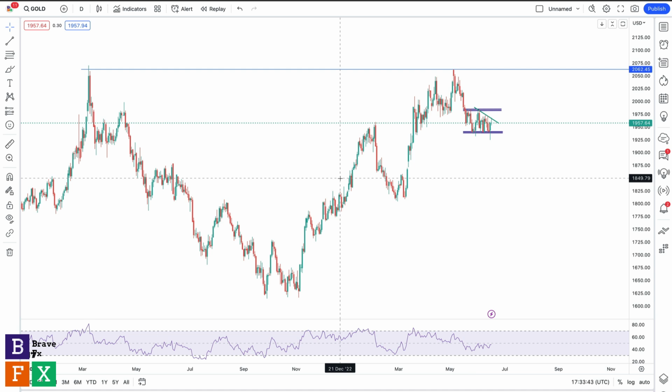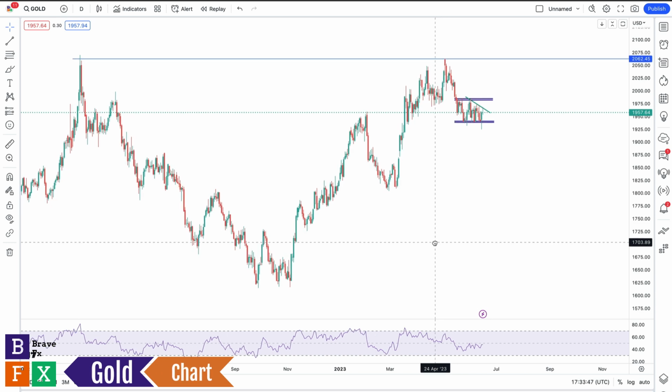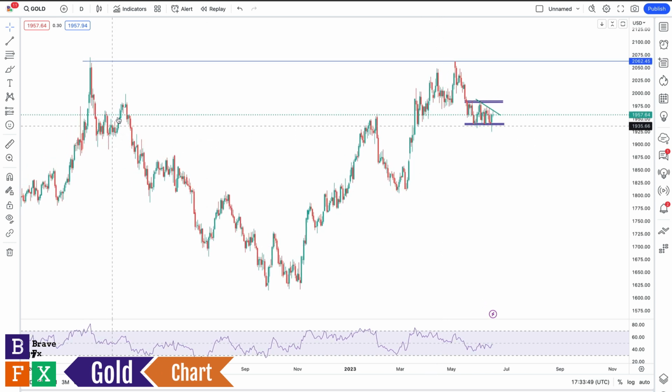Without further ado, let's get started. So this is the gold chart on the daily time frame, and what do we see on this chart? We can see price rallying to our all-time high at this price level, followed by a massive bearish rejection. Now it seems to have created a lower low.